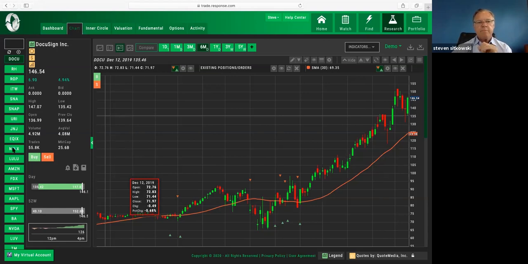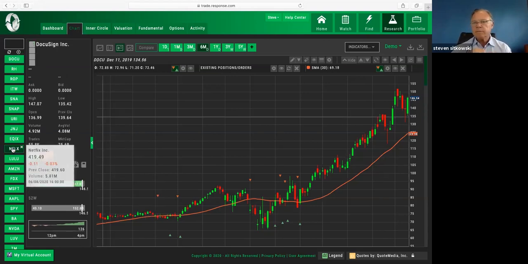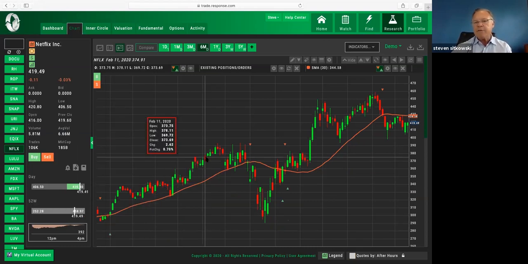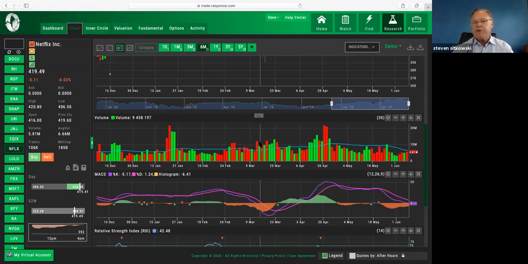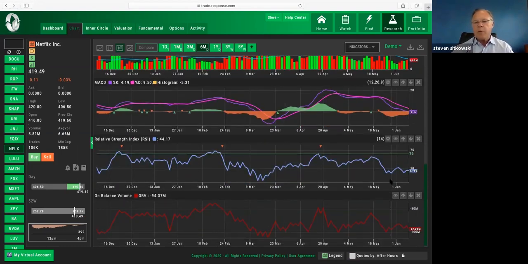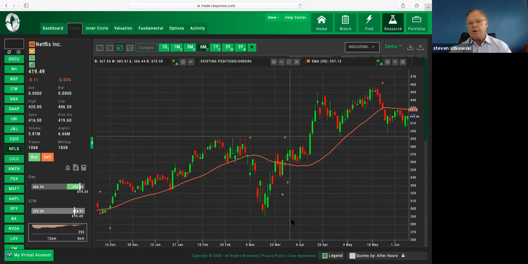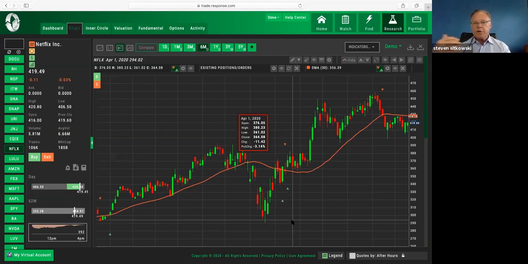When we look at like Netflix, right? Crosses up above the moving average. Notice how it bounces off the moving average. Many times moving averages act as support and resistance. So between looking at the moving average, the MACD, the relative strength index, on balance volume, we can teach you how to be able to look at a chart and determine whether this stock is more likely to go up, down, or sideways.